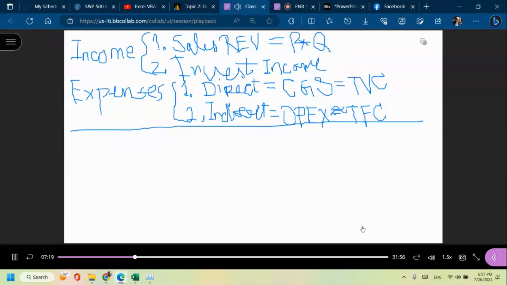If they sell 0 units, then their revenue is 0. If they sell 1 unit, the revenue is 500. If they sell 10 units, 5,000. Price is the per unit concept. Now, cost of goods sold, goods is already in plural.